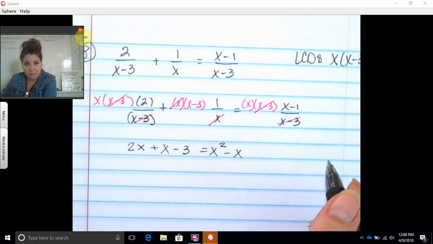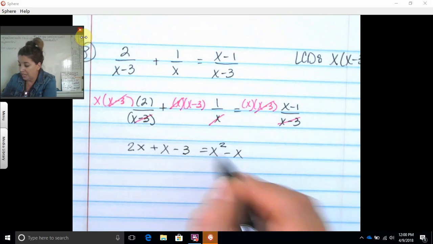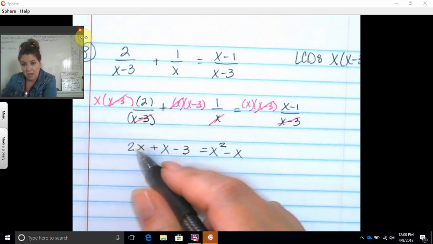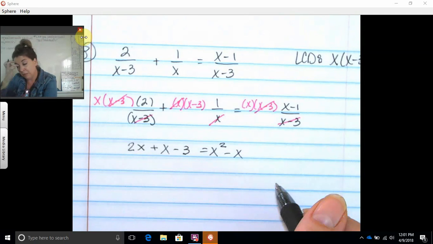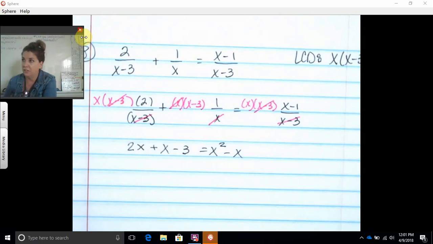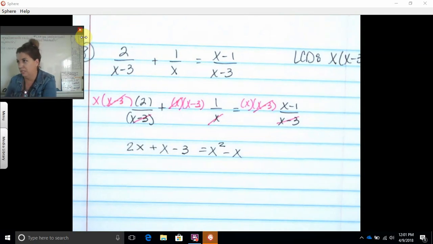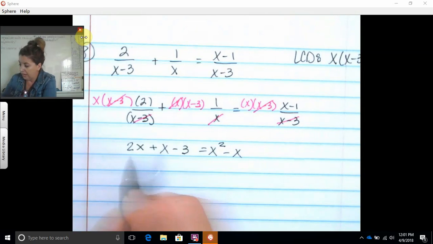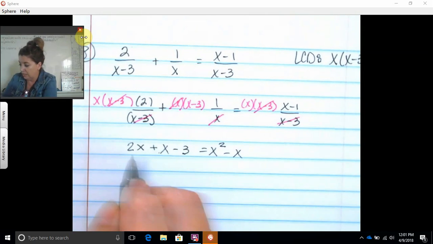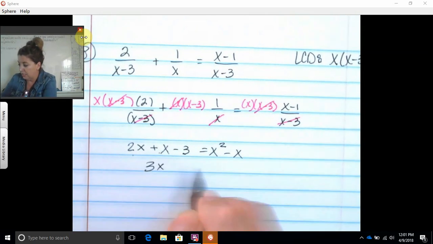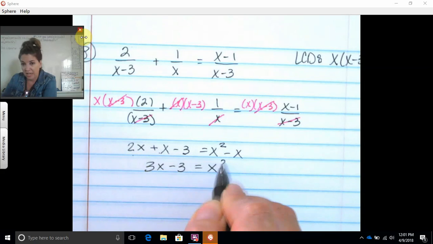Right on? Have I done anything yet that you don't understand? Okay. So I can see I've got quadratic terms and linear terms. So I'm not just going to be able to isolate and solve for x. I'll have to either use factoring, quadratic formula, or completing the square. So over here, real quick, I have 2x plus x is 3x minus 3 equals x squared minus x.